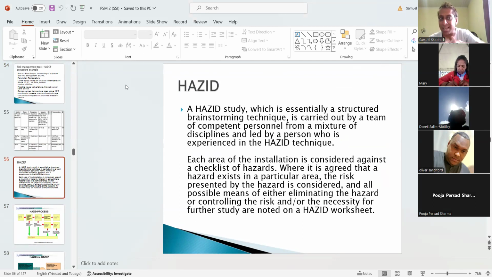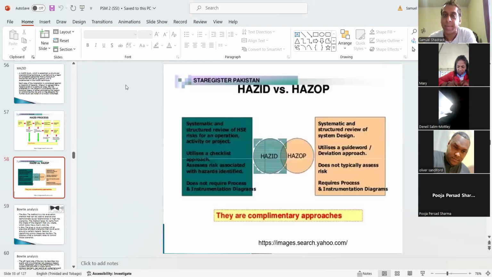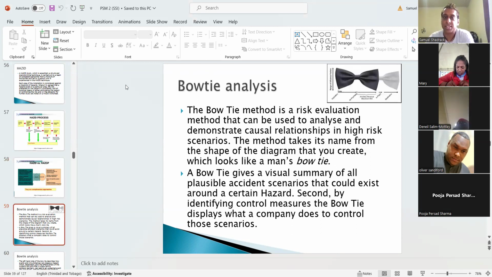Not too many questions here, but then past might dictate future, right? So learn it anyway. All right, bow tie analysis, right?